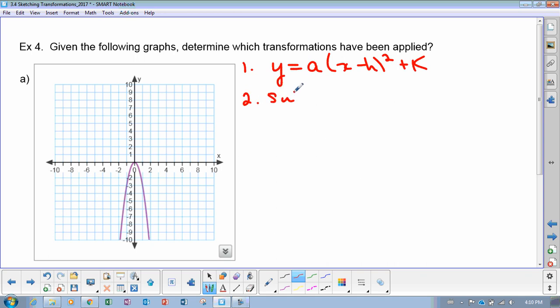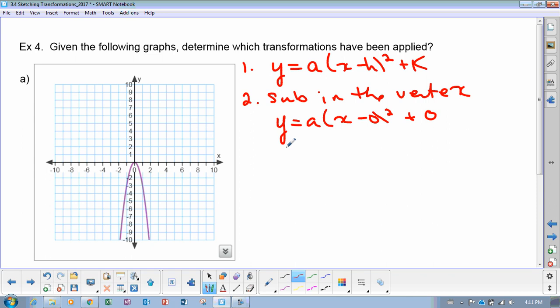Second step, I'm going to sub in the vertex. So for this one, we're going to have y equals a, the vertex is 0, so I have (x minus 0) squared plus 0. This gives me y equals a x squared. The problem is I don't know what a is. a tells me if it's been stretched or compressed, so I need to figure that out.